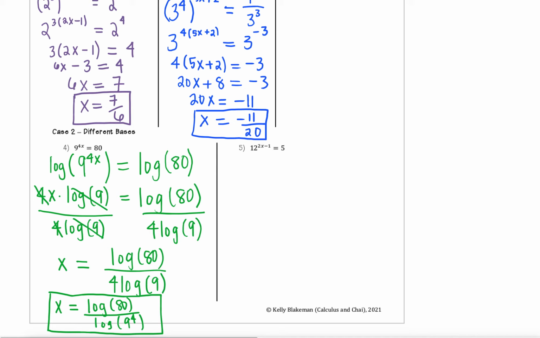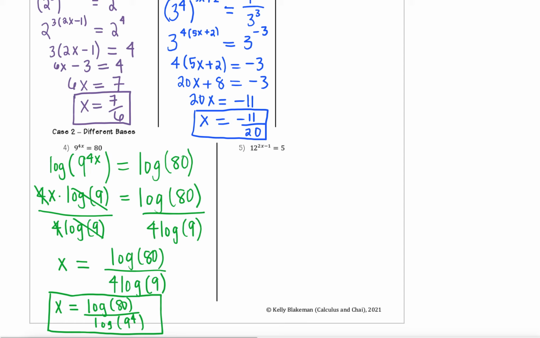I know it looks really funky to have logs in our answer. Up above we were getting nice rational numbers as our values, but log of a number is actually a numerical value. We could type this into a calculator and get a decimal approximation, but if we want the exact answer, we actually want to leave it in this form and not use a calculator, because a calculator is approximating these irrational numbers.